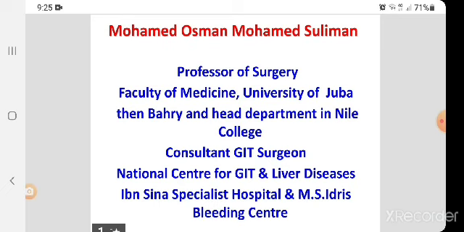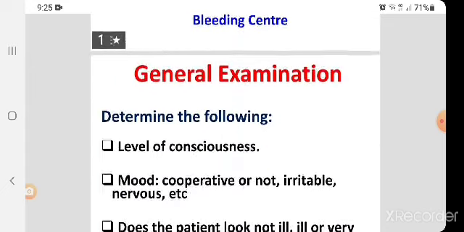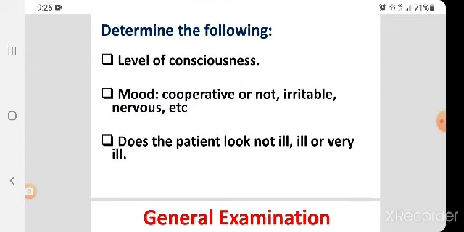This is your second lecture, and it's about general examination and abdominal examination. I will start with general examination. I will give you just brief points about general examination, and then after that I will give you details of the abdomen examination. In general examination, you determine the following: the level of consciousness, whether the patient is conscious or not; mood, whether the patient is cooperative or not cooperative; is the patient irritable, is he nervous, is she nervous; does the patient look not ill or very ill.